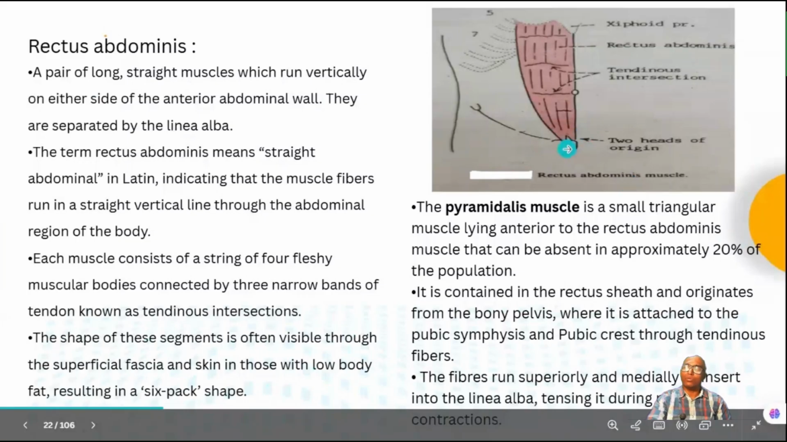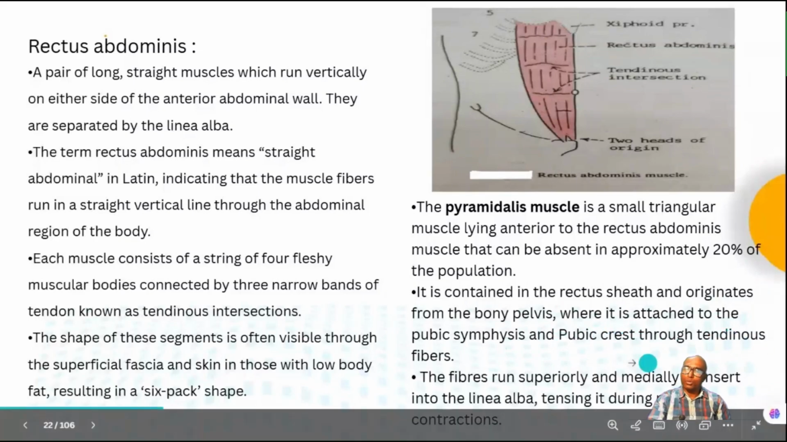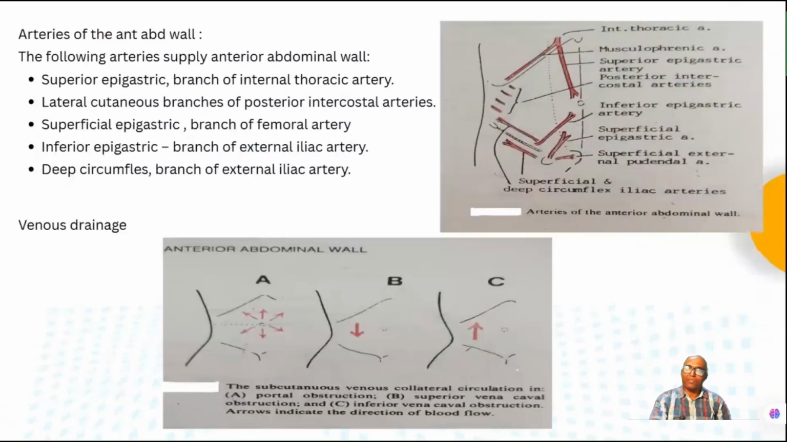Now another important muscle is the pyramidalis. This pyramidalis muscle is a small triangular muscle lying anterior to the rectus abdominis muscle, that can be absent in approximately 20% of the population. It is contained in the rectus sheath and originates from the bony pelvis, where it is attached to the pubic symphysis and pubic crest through tendinous fibers. The fibers run superiorly and medially to insert into the linea alba, tensing it during muscular contractions. So this is a very small muscle.